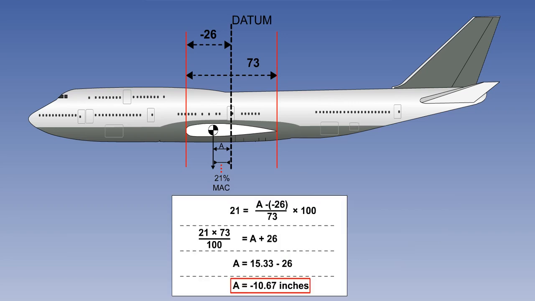The values are input in the formula to find A, and when resolved, show that the centre of gravity is 10.67 inches forward of the datum. Notice that because B is forward of the datum, it is a minus, and therefore it is advisable to put it in brackets before applying the minus sign after A.